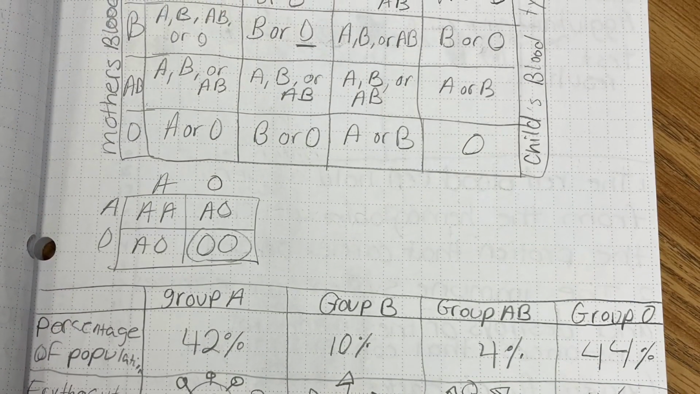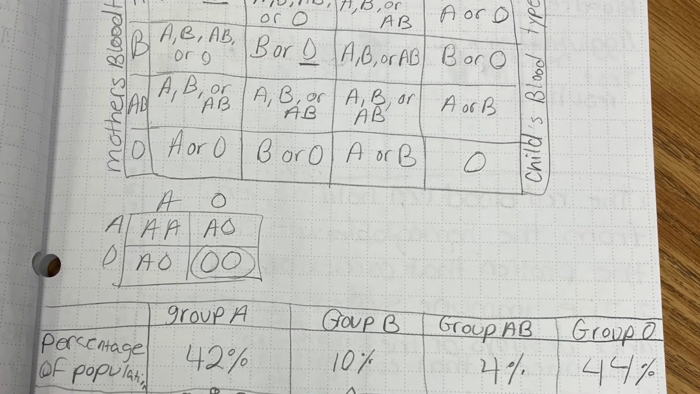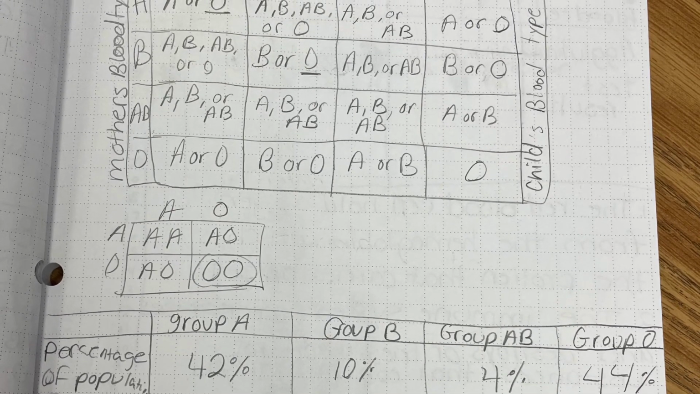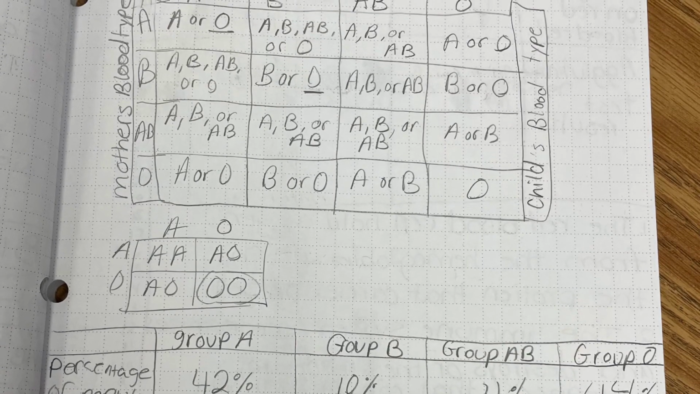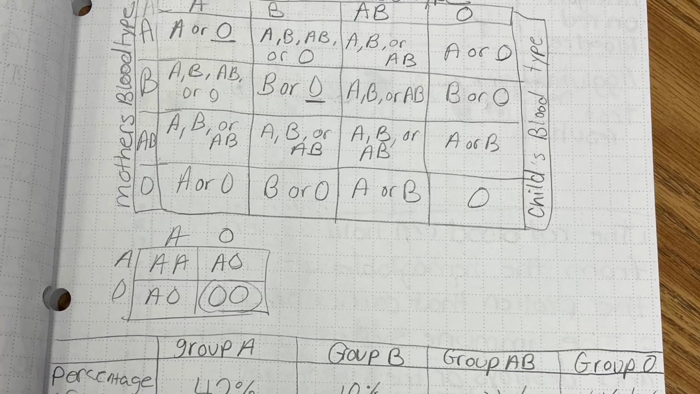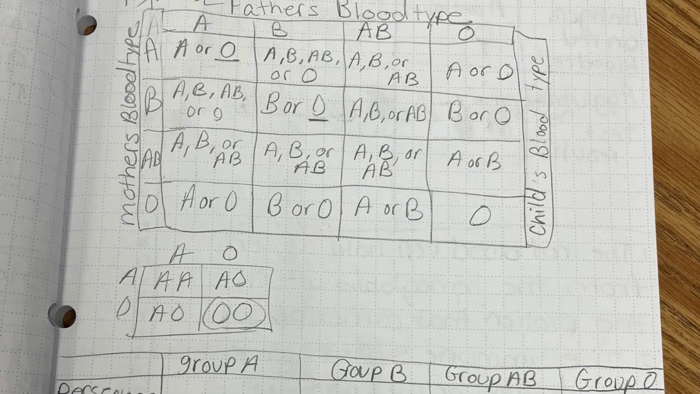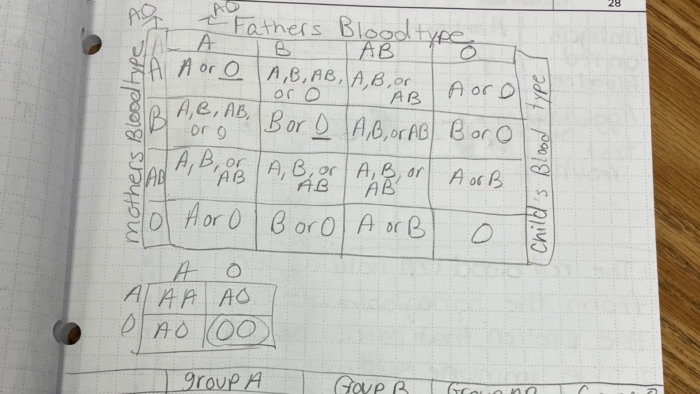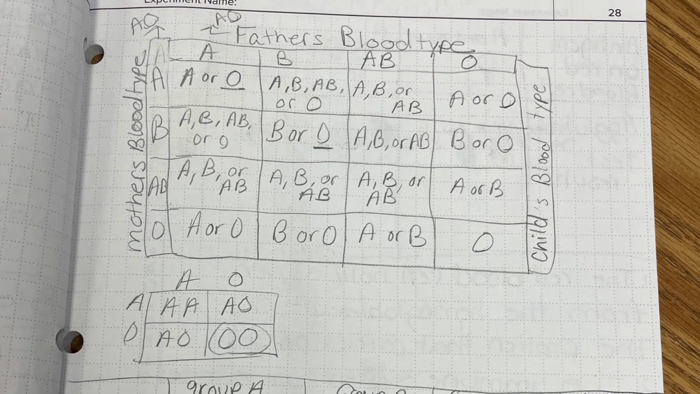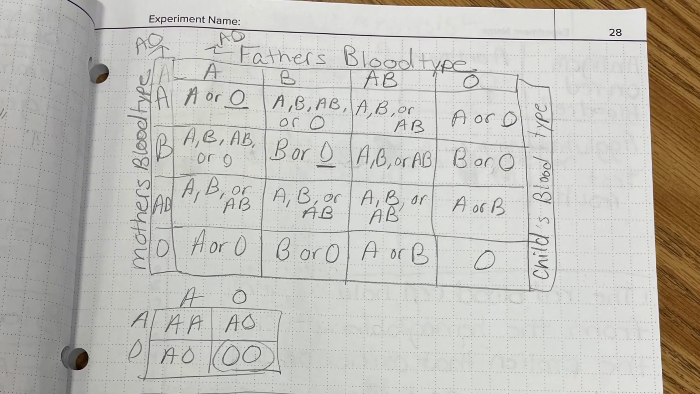If your dad's was O blood and your mom's was A blood, you get A blood or O blood. If your dad's was O blood and your mom's was B blood, you get B blood or O blood. If your dad's was O blood and your mom's was AB blood, you'd get A or B blood. If your dad's is O blood and your mom's is O blood, you'd get O blood. That's the type of blood your child would get.